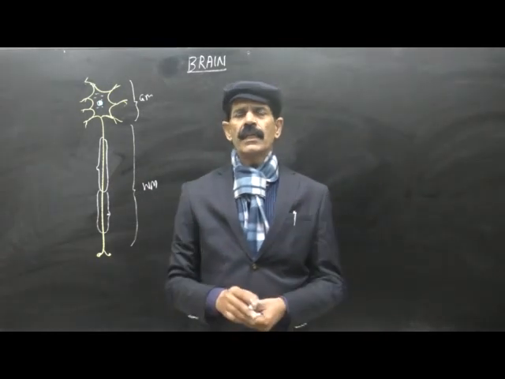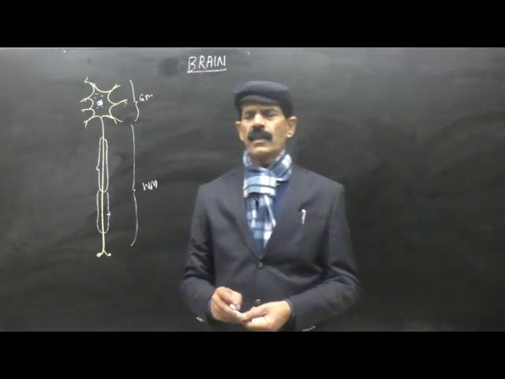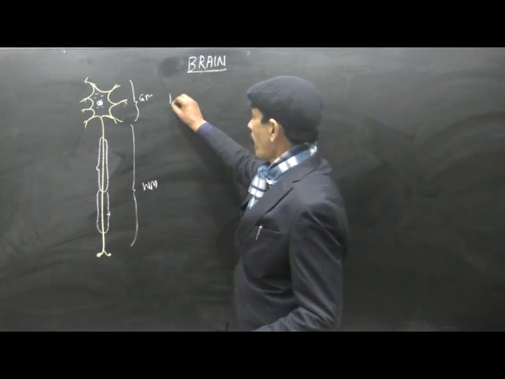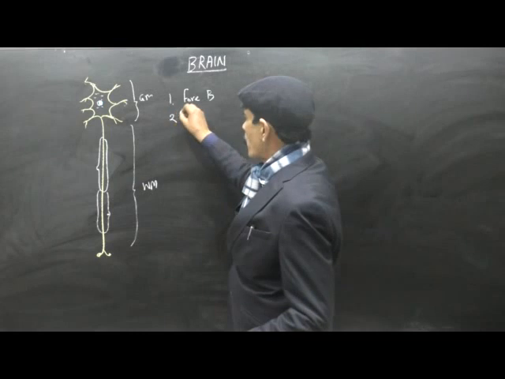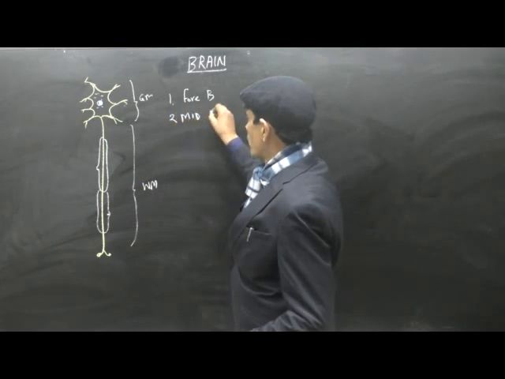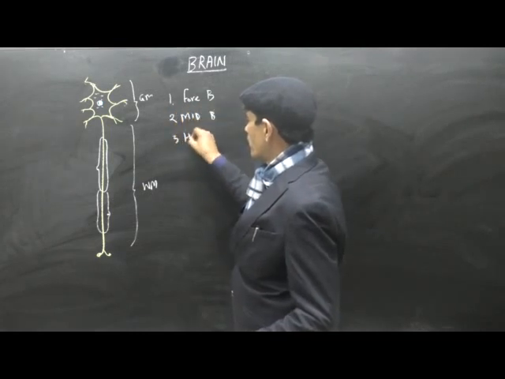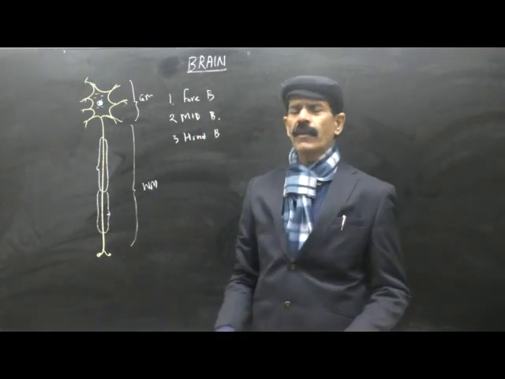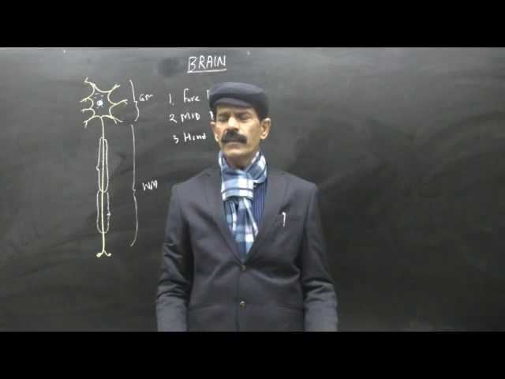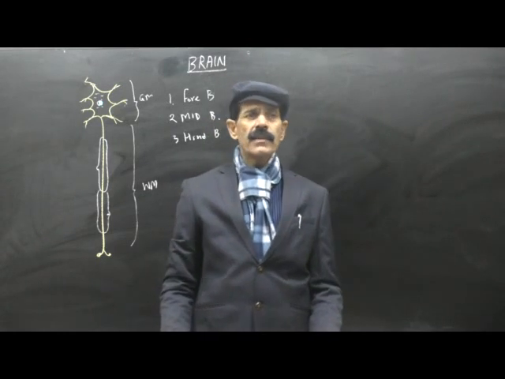And we divide the brain into three parts: forebrain, midbrain, and hindbrain. And every part is made up of grey and white matter, and the brain is hollow from the inside.